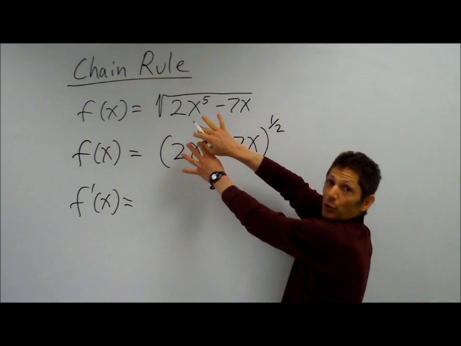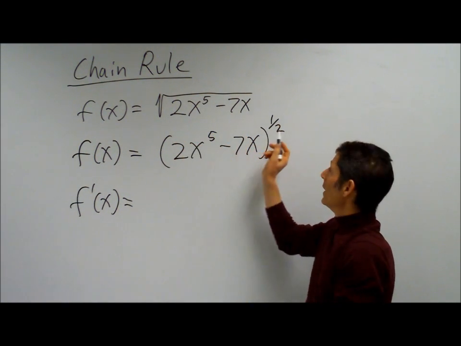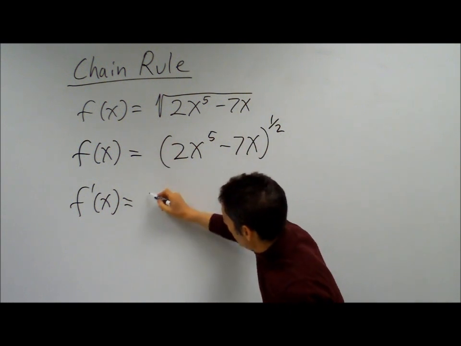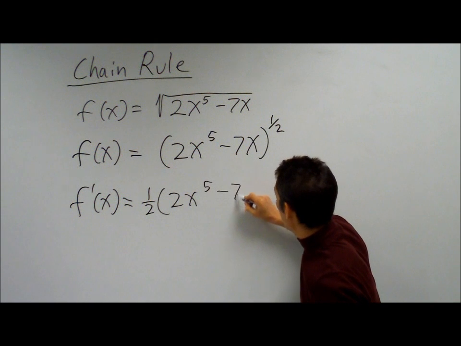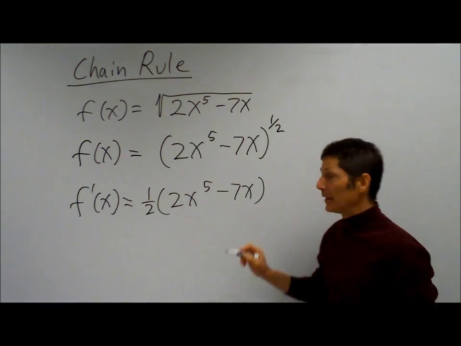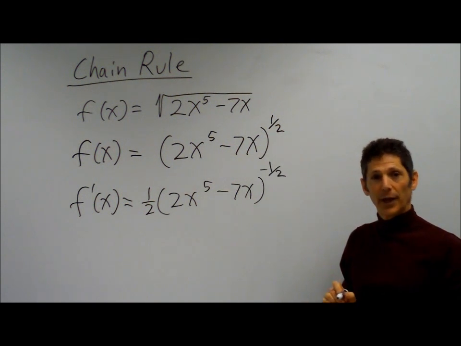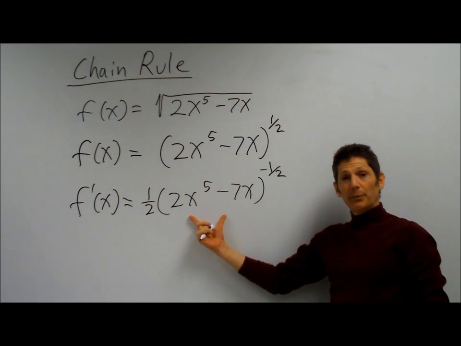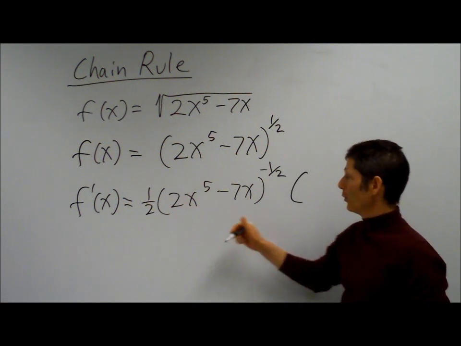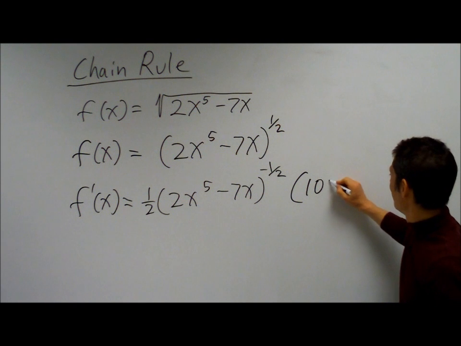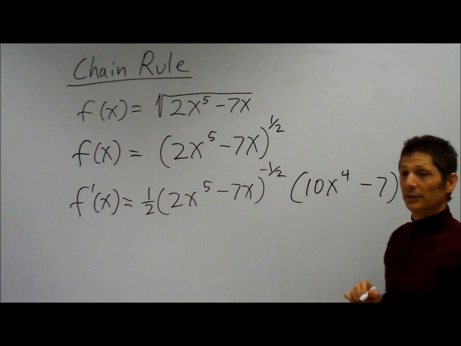I'm just going to ignore this just for the moment and think of it as just some stuff to the 1/2. Then I'll use the power rule, bring the 1/2 down. 1/2, some stuff, I'm just copying that stuff exactly as it is, subtracting 1 from the exponent, negative 1/2. And I'm going to multiply it by the derivative of the inside. And again, I'm just using the power rule, 5 times 2, 10, x to the 4th, minus 7.